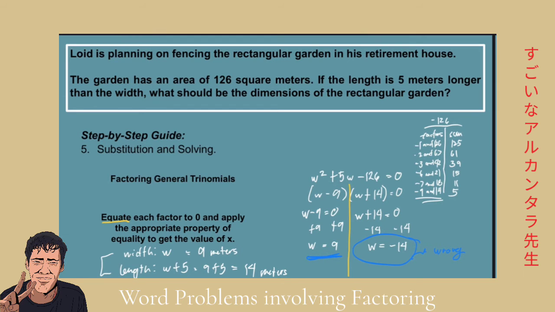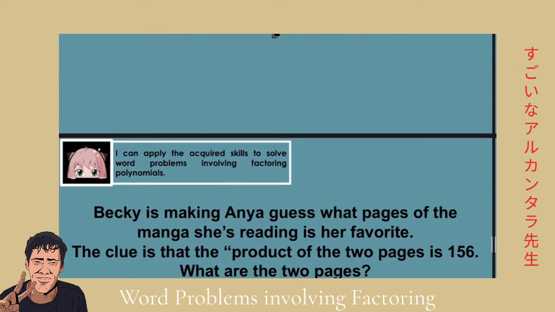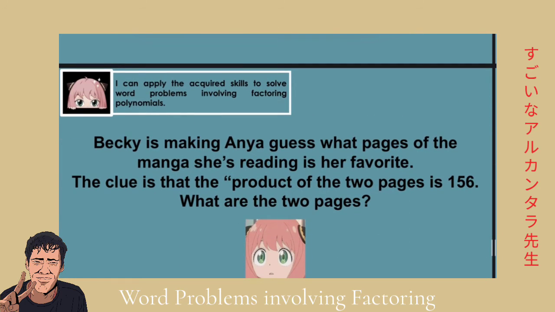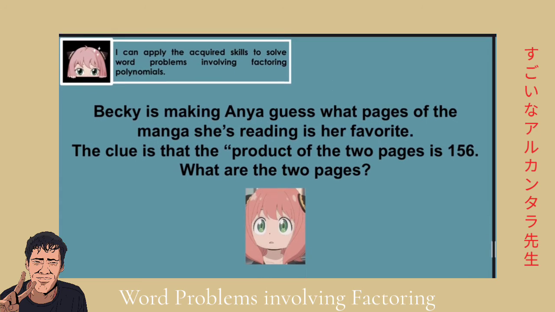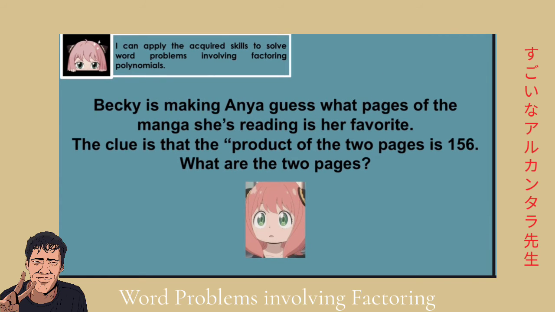Now let's have one last example for word problems involving factoring. Now let's have Anya, and she needs your help because Becky is making it hard for her. Becky is making Anya guess what consecutive pages of the manga she's reading are her favorite. The clue is that the product of the two consecutive pages is 156. And what are those two pages?